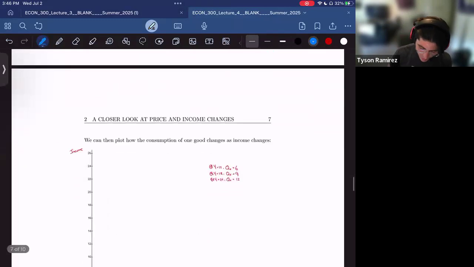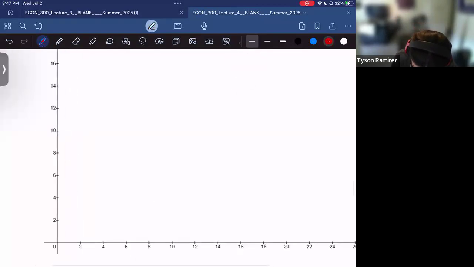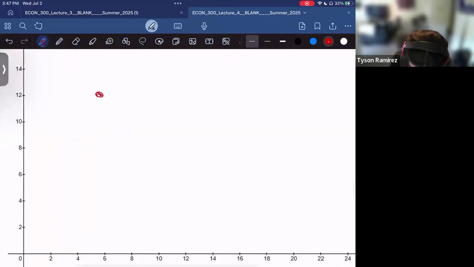All right, but here, instead, I'm plotting income against the quantity demanded. So now, instead of the budget curve shifting outwards, I'm just putting income on the y-axis. Then, what can I do? Let's plot this first point. Y equals 12, x equals 6. So we'd get something like this, roughly something like this. More or less good enough. Maybe I'll move it just a little bit.